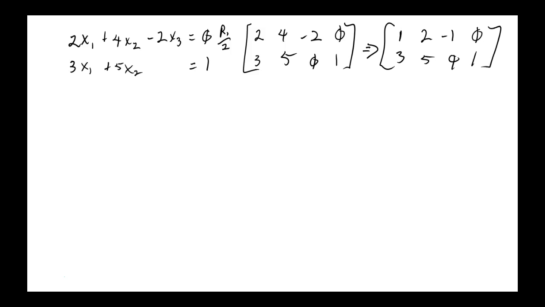What do you want next to happen? You got a 1 in the first position. That's what you wanted. What do you want next? You want a 0 below it. Yes. And how do you get that? So we subtract 3 times the first row, which would be minus 3 row 1 plus row 2.